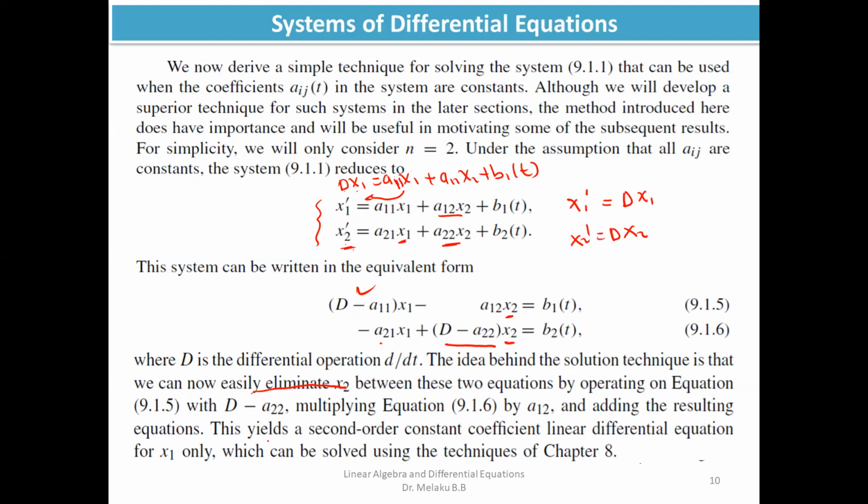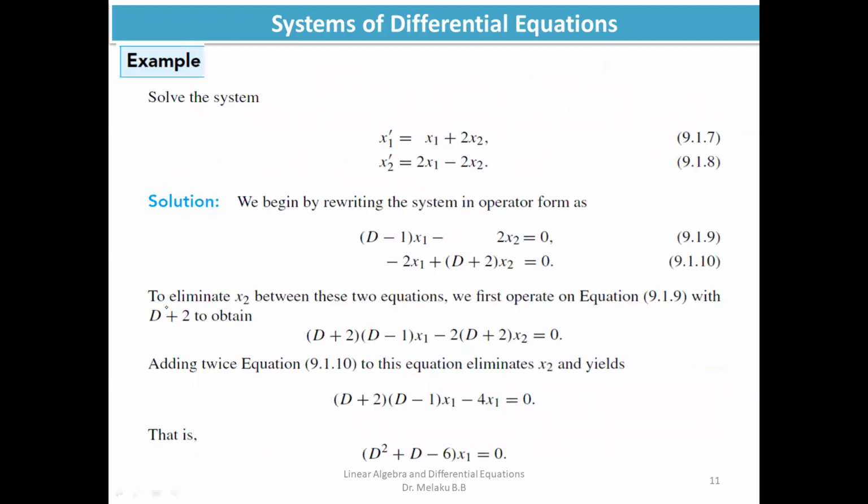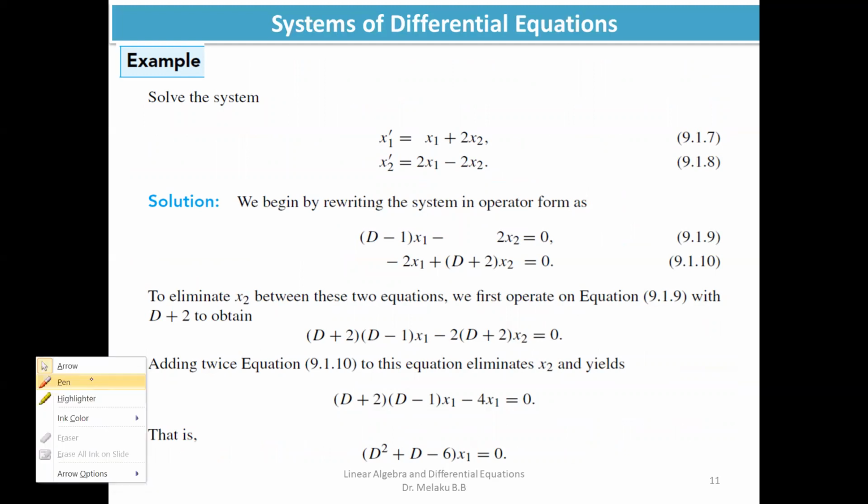For example, if we multiply equation 9.15 by D minus a22, so that we can cancel this one, and multiply equation 9.16 by a12, then the term a12 will be easily removed. Adding the resulting equations, this is a second order constant coefficient linear differential equation for x1, and of course it will be solvable. Let me show you practically.